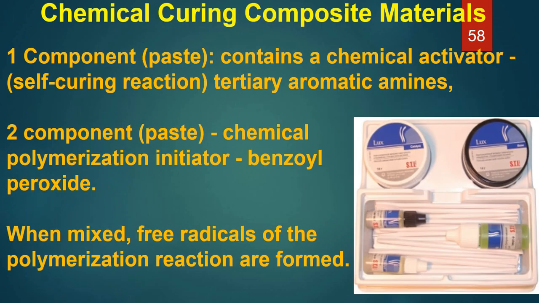Chemical curing composite materials. One component, paste, contains a chemical activator for the self-curing reaction, tertiary aromatic amines. Two component, paste, chemical polymerization initiator, benzoyl peroxide. When mixed, free radicals of the polymerization reaction are formed.